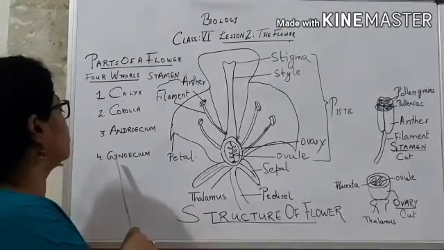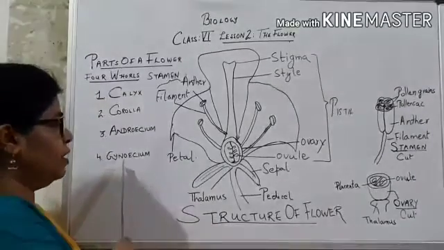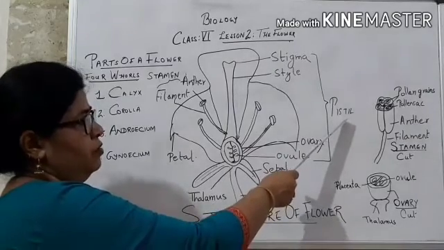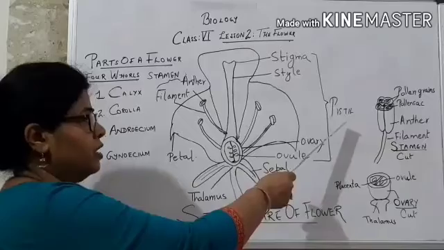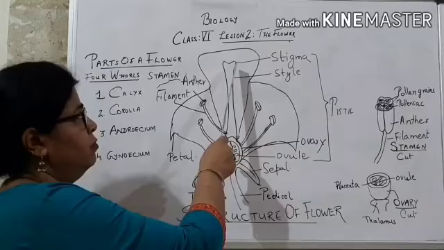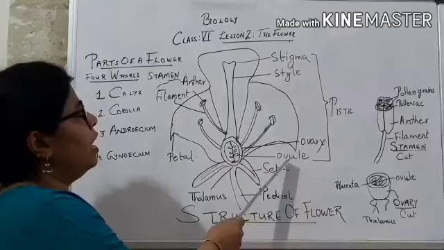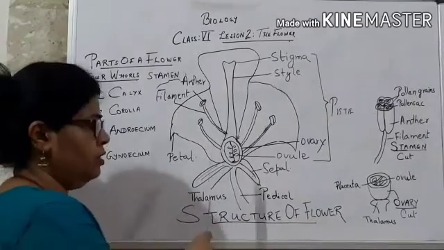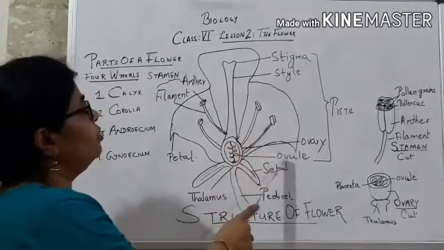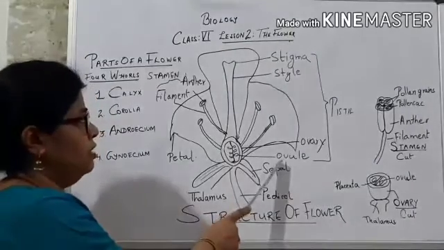Then the last innermost whorl is the gynoecium, the female part of the flower. It is made up of pistil, also called carpel. It has a stigma, a sticky, knob-like broad stigma, style, ovary and ovule lying on the thalamus. The ovules have the female gamete, or the female reproductive cell.